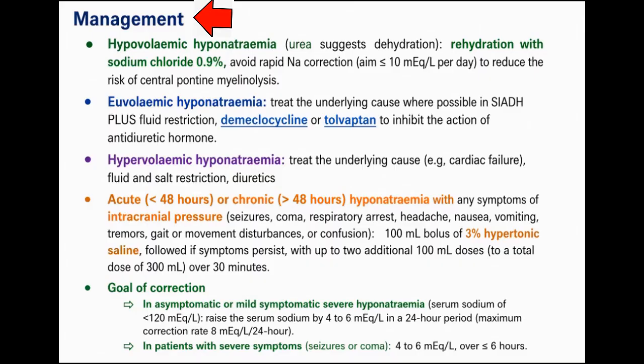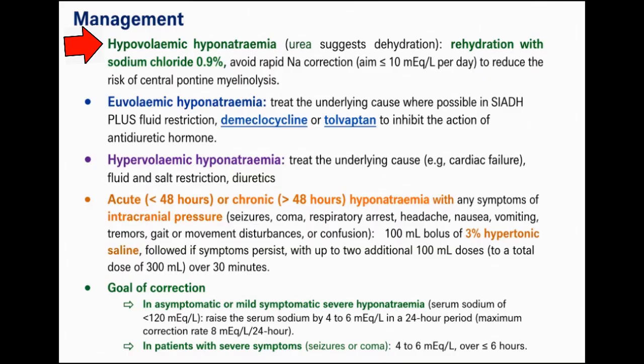1. Hypovolemic hyponatremia. These patients have lost both sodium and water, but sodium loss is greater. A high blood urea supports the diagnosis of dehydration and volume depletion. Treatment is rehydration with 0.9% sodium chloride, normal saline. Normal saline restores intravascular volume. As volume improves, ADH secretion decreases, allowing the kidneys to excrete excess water and correct the hyponatremia.